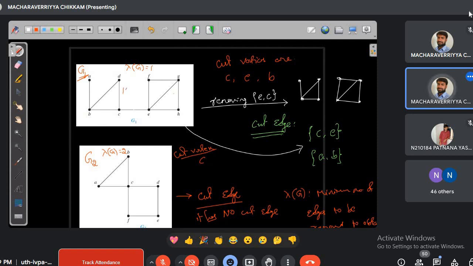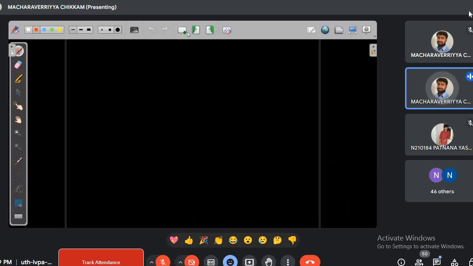And similarly here, edge connectivity is 1 here, and here edge connectivity is 1. And if you see the relation between the edge connectivity and vertex connectivity, this is what we can say: k of G is less than or equal to lambda of G, and this is less than or equal to the minimum degree of v, where v belongs to capital V.